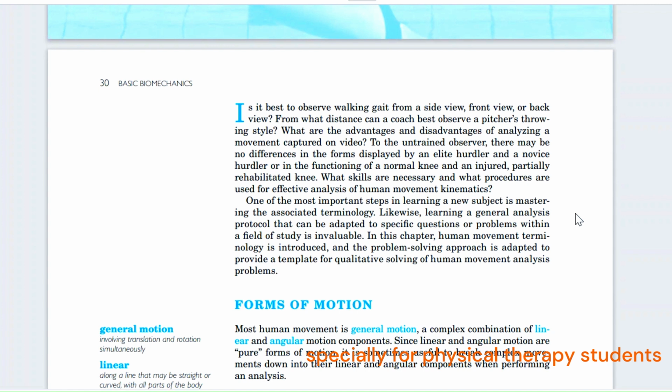The second question is related to distance: from what distance can a coach best observe a pitcher's throwing style? That is, what optimal distance can you choose as a therapist to analyze a pitcher's or sportsperson's throwing style.